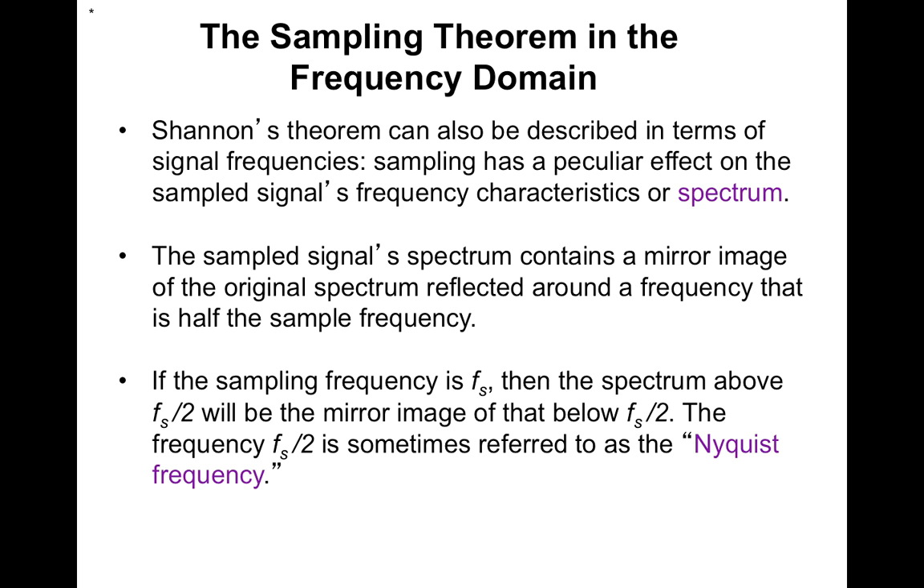So Shannon's theorem can be described in terms of signal frequencies. Basically, sampling has a strange effect on the frequency characteristics. The sampled signal spectrum, or distribution in frequency space, contains a mirror image of the original signal that's reflected around a frequency that's half the sampling frequency. So if our sampling frequency is Fs, then the spectrum above Fs over 2 is the mirror image of the spectrum below Fs over 2. What this is really doing is shifting the signal spectrum in multiples of Fs. Let me show you a picture of that.